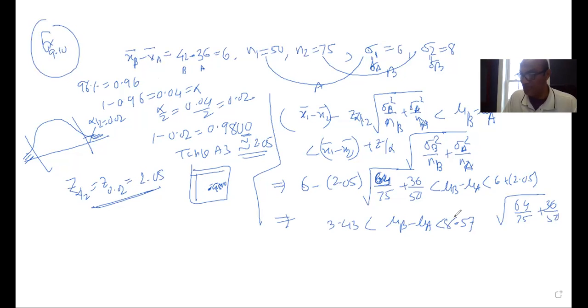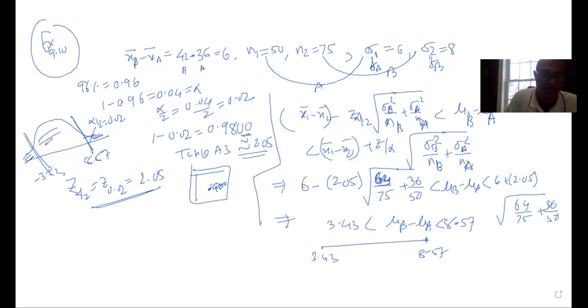That is what was asked: find the 96% confidence interval. This is the 96% confidence interval, from 3.43 to 8.57, all your values. So negative 3.43 to 8.57 is your 96% confidence interval. Whatever data are provided to us, they are correct up to 96%, and they are lying between 3.43 and 8.57. That is the meaning.